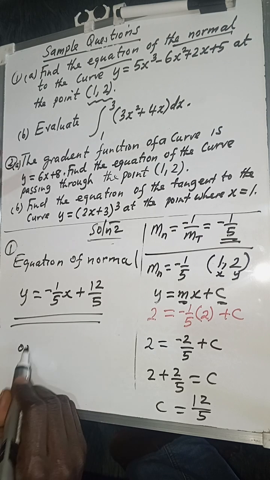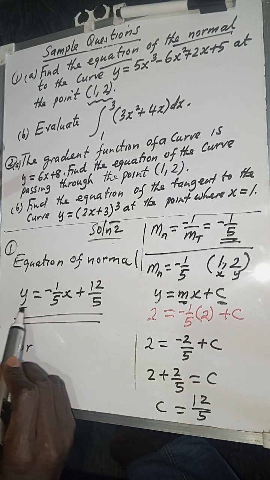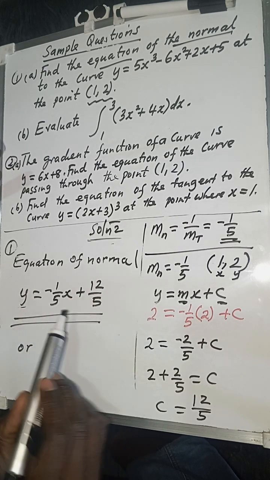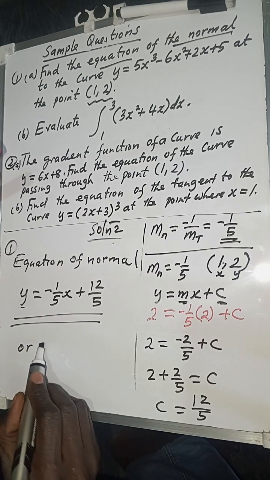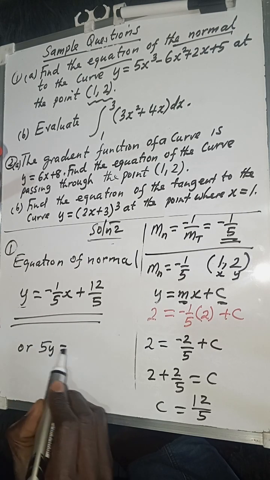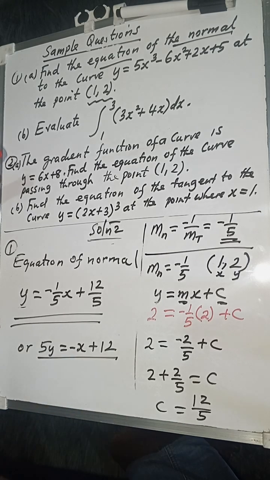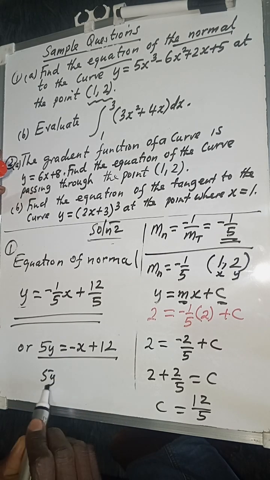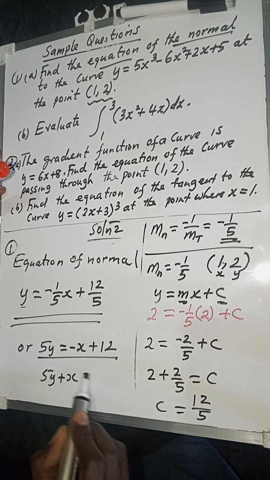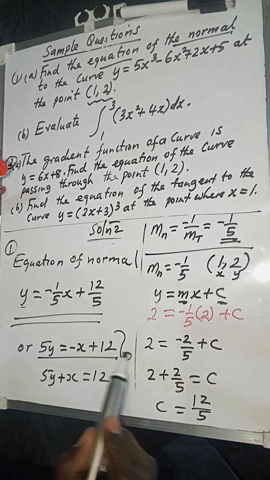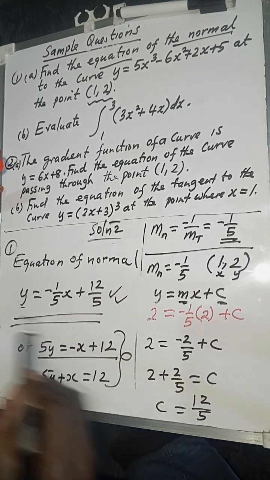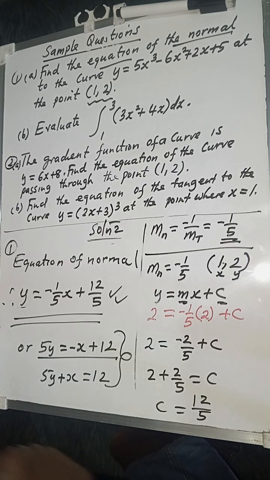Others can still multiply, but they can say over 1 and multiply the whole thing by the common denominator, which is a 5. It can give them 5y is equal to negative x plus 12. It's possible, you can leave it that way, or 5y plus x is equal to 12. If you are not so comfortable with this, please just end there. That is okay. That is the equation of the normal. That's what I wanted you to do.